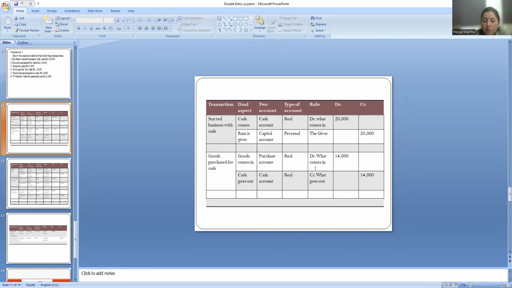So the purchases means goods is coming in the organization and cash is going out. So the entry will be purchases account debit to the cash account.